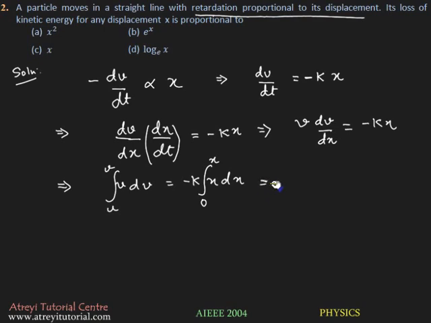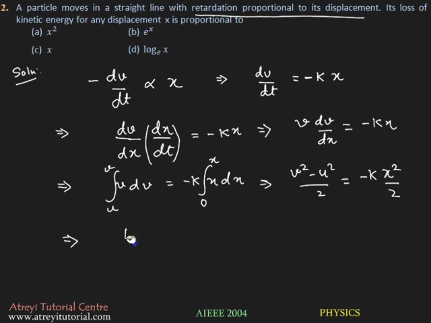So if you integrate v, it will be v square by 2. Putting the limits, you will get (v square minus u square) by 2 equal to minus k, and the integration of x would be x square by 2; putting limits 0 to x, it would simply be x square by 2. Now multiply both sides by m, because we need to get the change in kinetic energy, which is half m v square minus half m u square. So you just multiply by m.